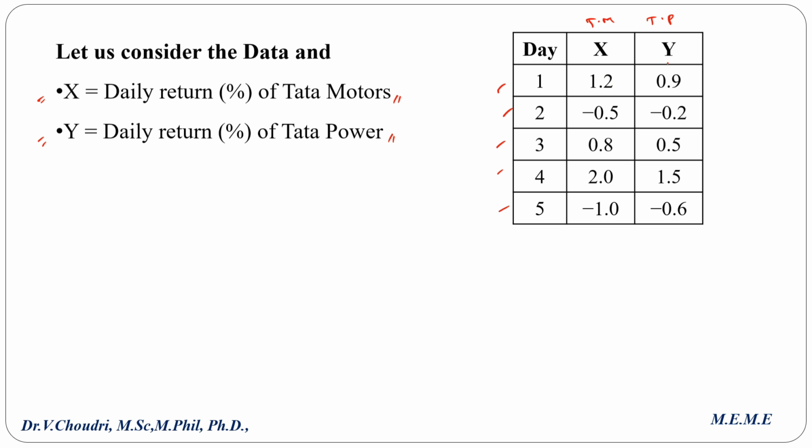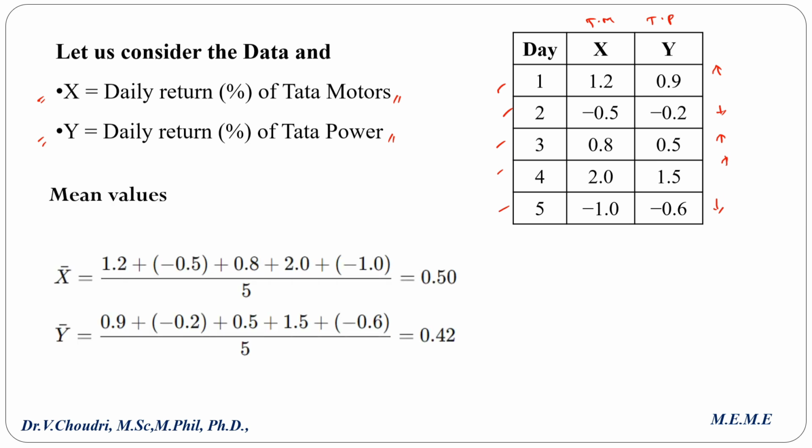See, from this itself we can easily understand: X increases, Y also increases. X decreases, Y also decreases. X and Y both increase, and both decrease. So from the data itself, we can understand both move very much together. But let us check with the data. Okay, find the mean values. I am finding the mean value of X.